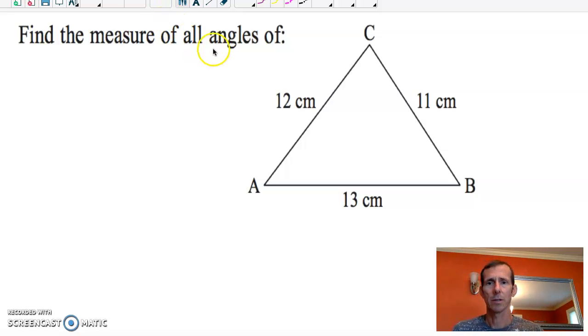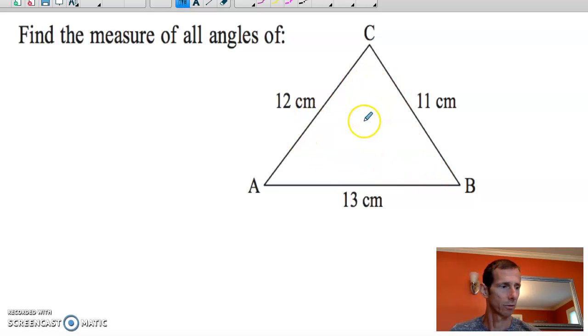But we're going to start by talking about how to find the measure of all the angles if we have three sides. Notice I cannot use the law of sines because the law of sines would require to know at least one of these angles, and then I could find any of the other ones, so I cannot do that.